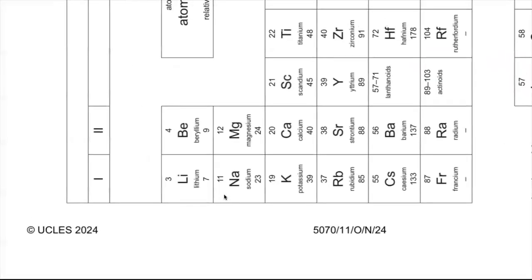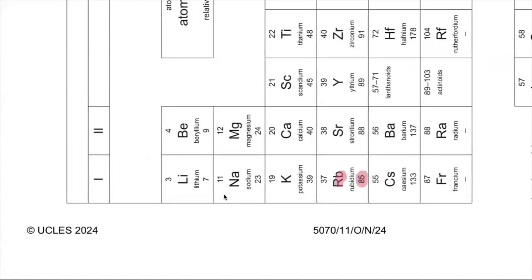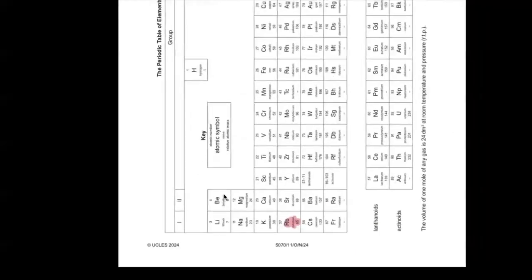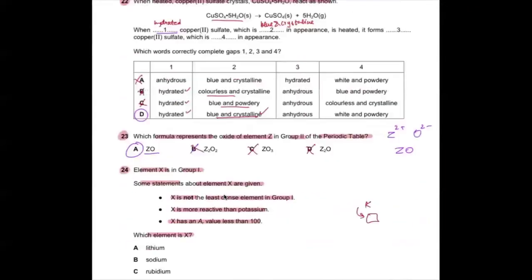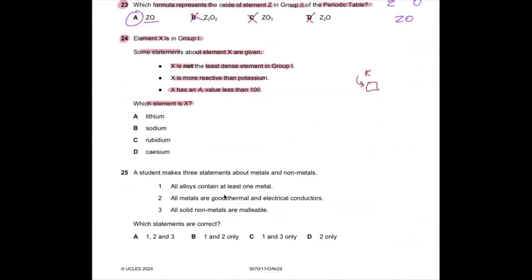Which element is X? So below potassium and less than 100. So we have to look at the periodic table. Below potassium, it's rubidium, right? Rubidium has an Ar of 85, which is less than 100. So C is the correct answer, rubidium. A, B, and D go wrong, right?